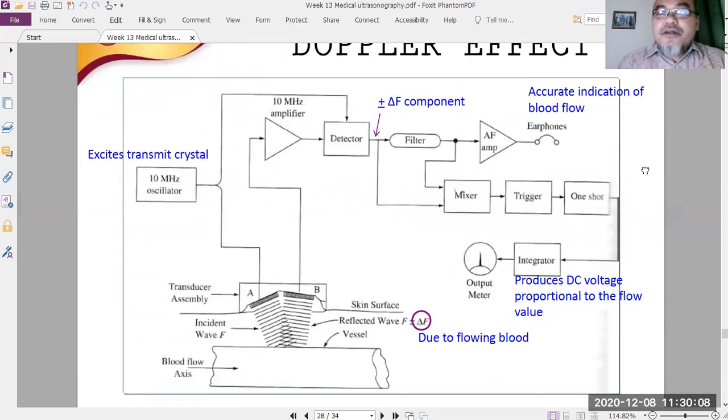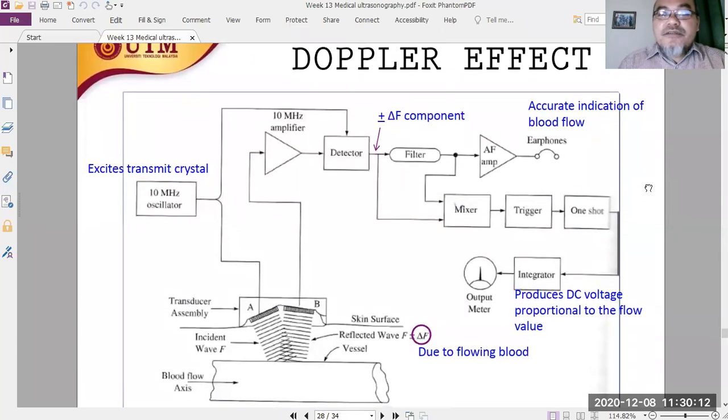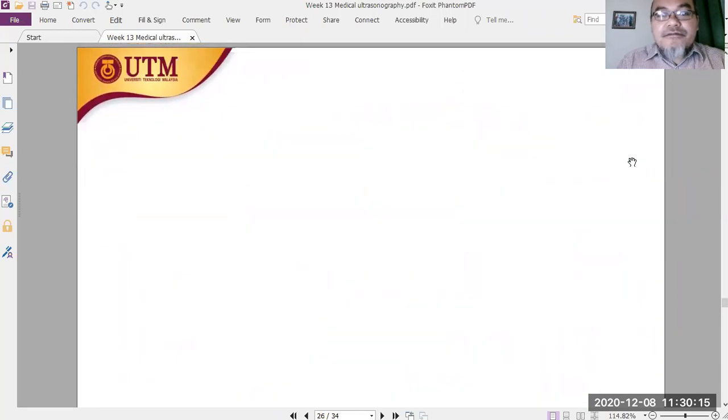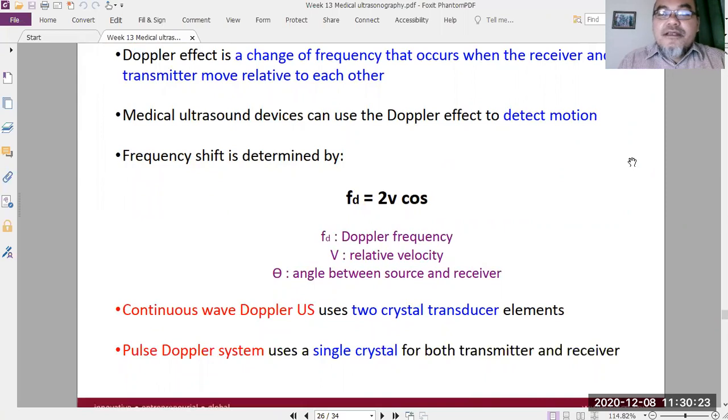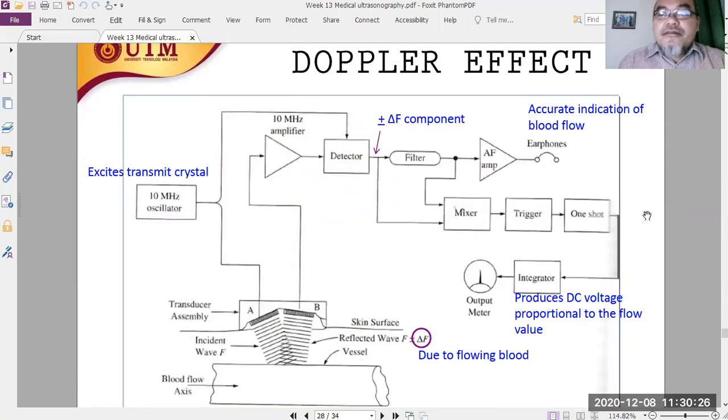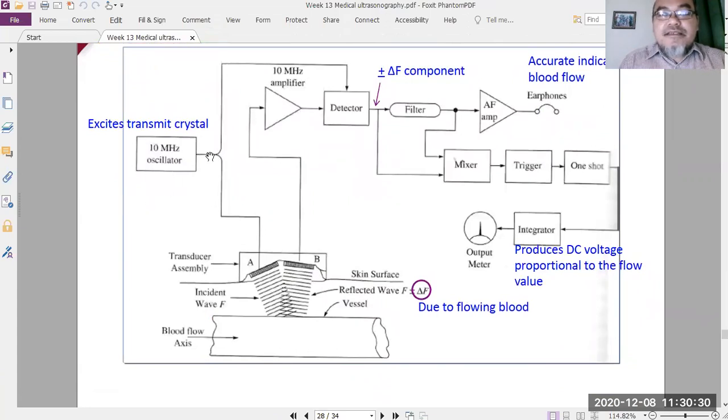So this is the block diagram of a blood flow meter using two different crystals. It is continuous wave Doppler using two crystal transducer elements to measure blood flow. So this oscillator will excite the 10 megahertz to this transducer A, which will emit ultrasonic wave to the tissue or to the vessel, and it has this blood flow, and the reflected or scattered ultrasound wave will be captured by the transducer B, near the transducer A.